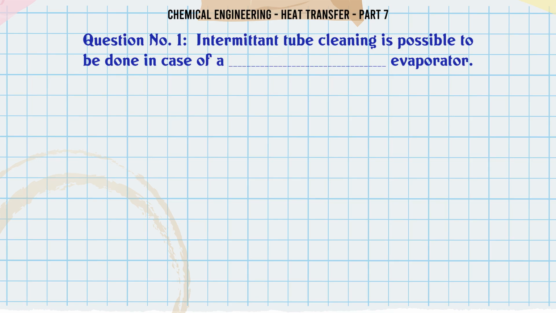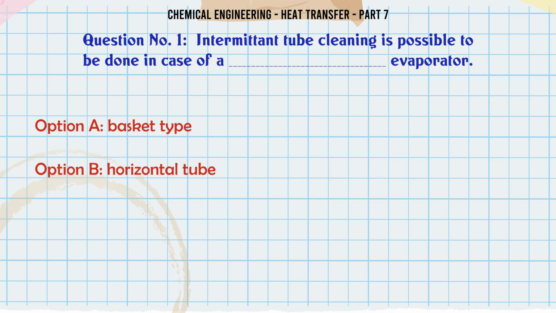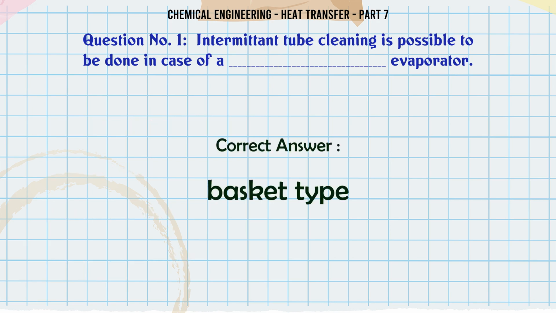Intermittent tube cleaning is possible to be done in case of an evaporator. A. Basket type. B. Horizontal tube. C. Calandria. D. None of these. The correct answer is basket type.